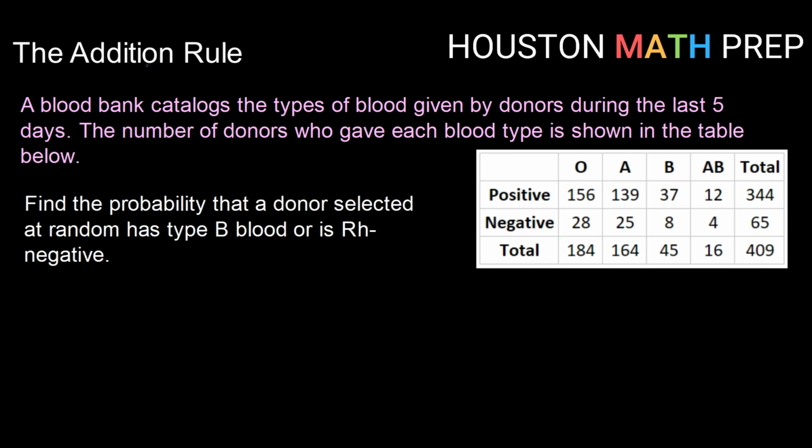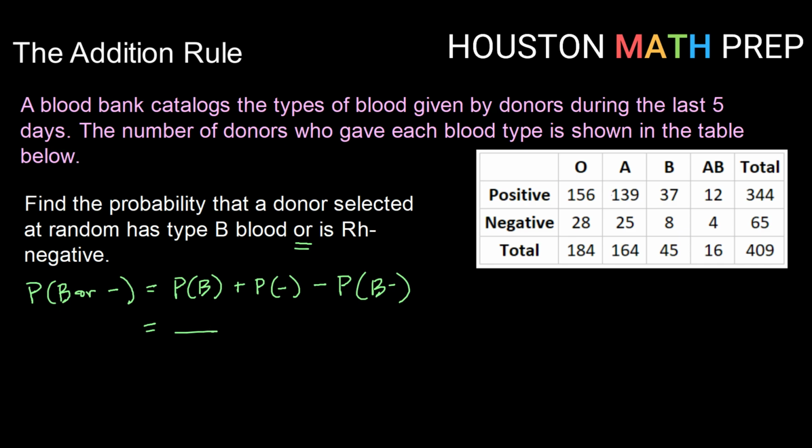Okay, so using that same information, let's now look at the probability that a donor selected at random has type B blood or is Rh negative. So here, when we're thinking about or, we always have to talk about mutually exclusive or not. Since it is possible to be B negative in your blood type, B blood and Rh negative blood are not mutually exclusive events. So the probability of having B type blood or having Rh negative type blood will be the probability of B type blood plus the probability of Rh negative blood minus the probability of being B negative.